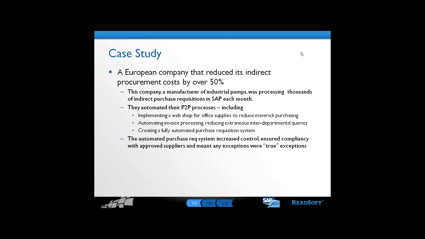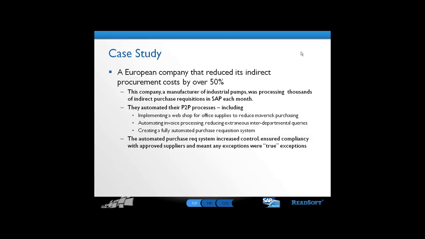What they've done is automate their P2P process, and that included, as Adam mentioned earlier, bringing in a web shop for dealing with things such as office supplies and keeping control of maverick purchasing. They have also automated their whole P2P invoice processing and reduced a lot of the queries and interdepartmental problems and questions that come out. That's very typical for many shared service centers, where they're trying to have communication across many departments and potentially countries.